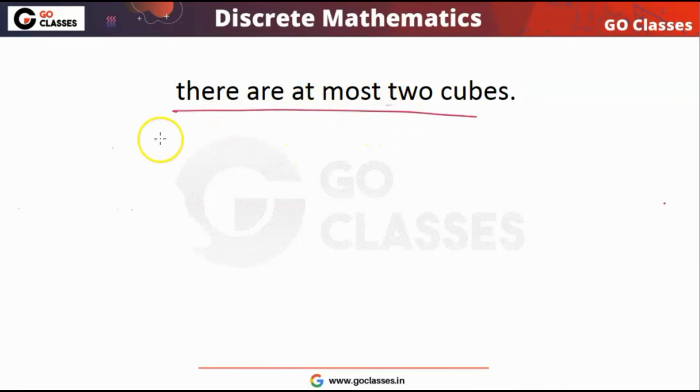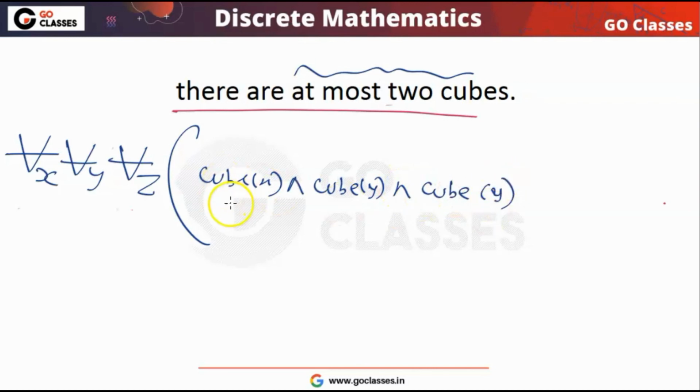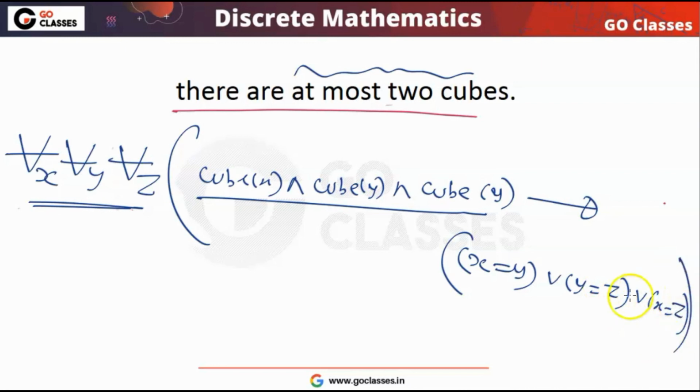So how can we write this? Very simple again. At most two means more than two must not be there. So we can say that for all x, for all y, for all z, if x is cube and y is cube and z is cube, if all are cube, then what should happen? Then definitely two of them must be same. Then either x should be equal to y, or y should be equal to z, or x should be equal to z. So this is how you can write.